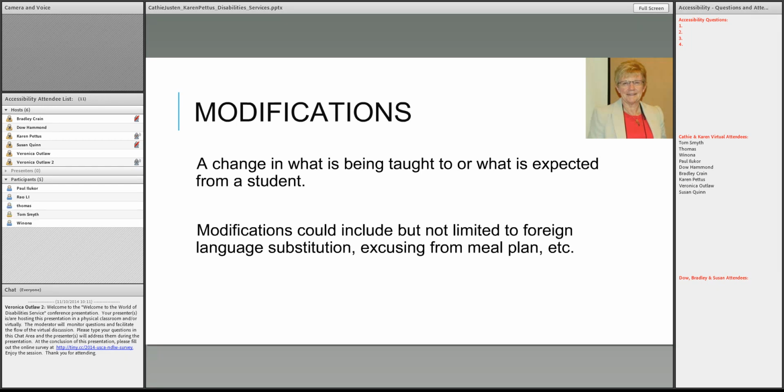We may from time to time excuse a student from a meal plan if their allergy is so significant that we don't think that we can make reasonable accommodations for them, or if we can't ensure that the food that they eat has not been contaminated. And I'm speaking particularly about people who need a gluten-free diet.